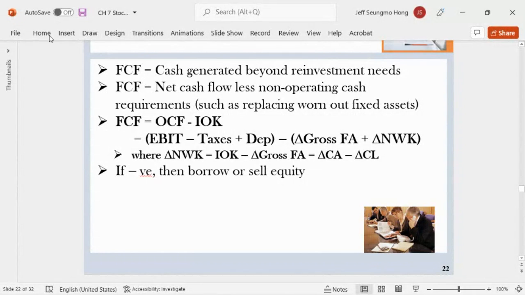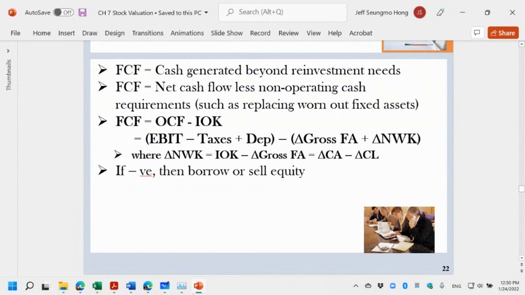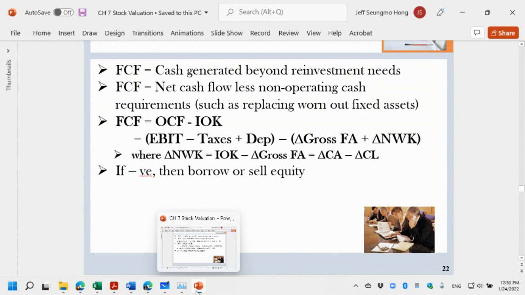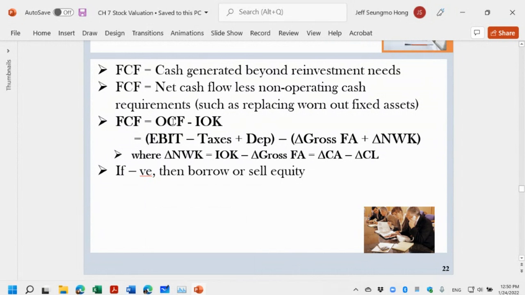Also, it is defined as net cash flow minus non-operating cash requirements. So what is that? In other words, that all comes to this: operating cash flow minus investment in operating capital. So what is operating cash flow then? You remember operating income, right? How is operating cash flow different from operating income?